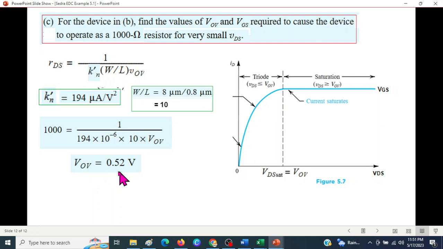So in this case the VOV will be 0.52 volt. So this is the first part, and for VGS again we'll use the same formula that we have learned earlier, that VGS is VT plus VOV. VT is 0.7, VOV is 0.52, so VGS is 1.22 volt. So this is how you have to follow and solve this question.